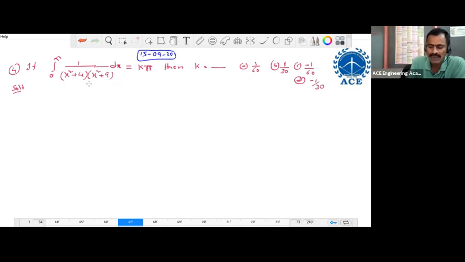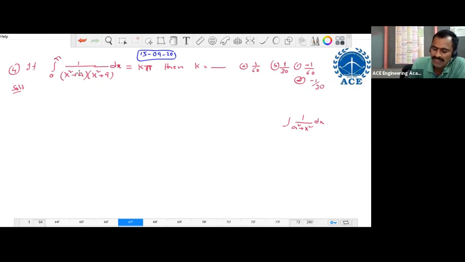After getting the value, we compare that value with kπ, and then we write the value of k only. But inside the integral, this function is like this. Suppose the integral of 1 by a square plus x square. Directly we can write the integral of this function because it is a standard form only. 1 by a square plus x square integrates to 1 by a tan inverse of x by a.